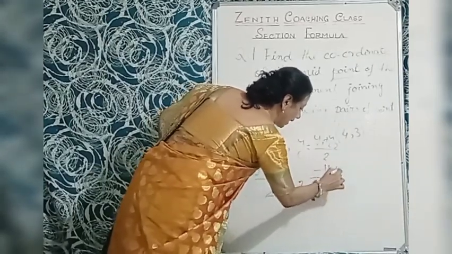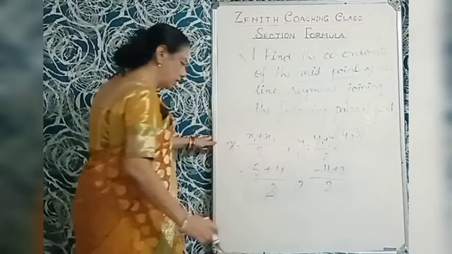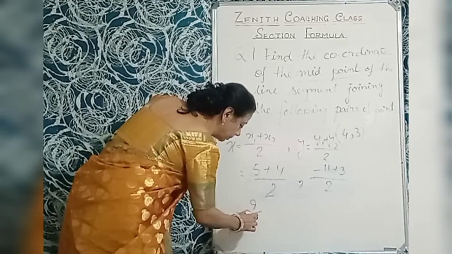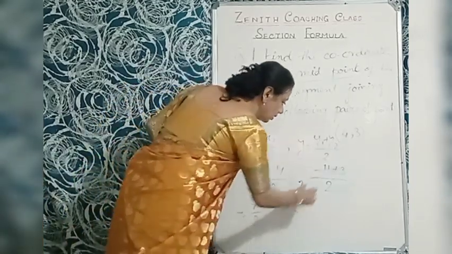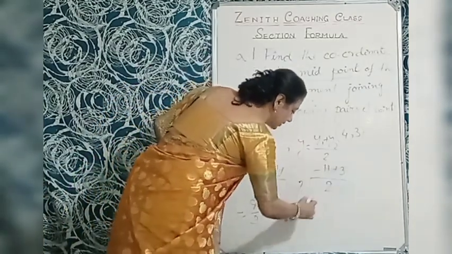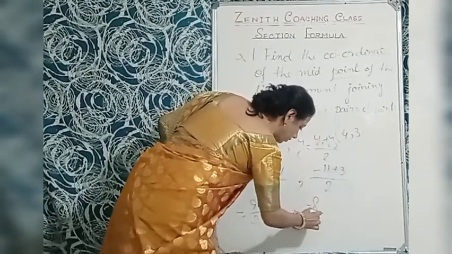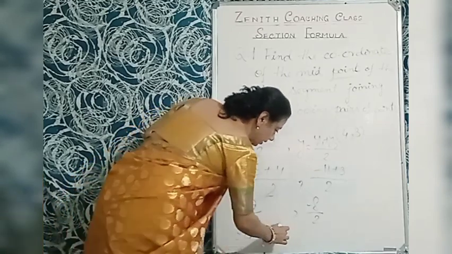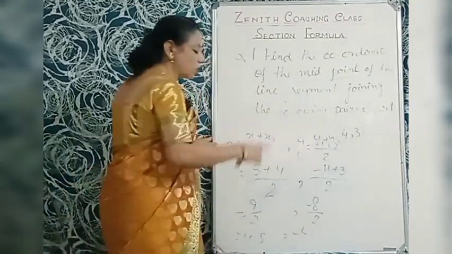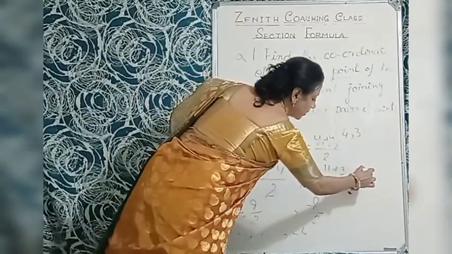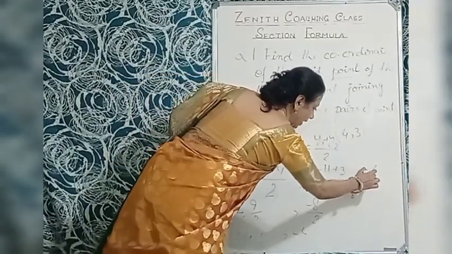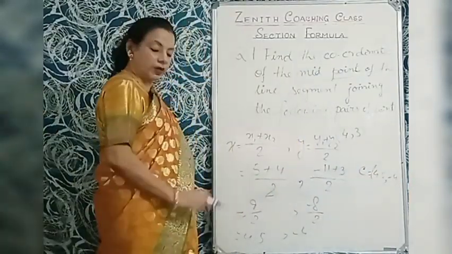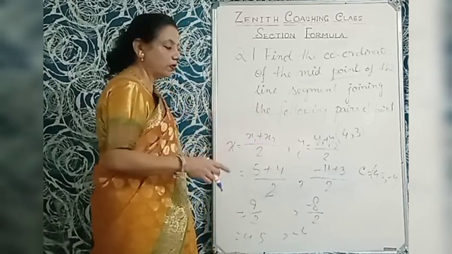Minus 11 plus 3 by 2. So 4 plus 5 by 2, that is 9 by 2. And here is minus 11 plus 3, that is minus 8, so minus 8 by 2. Here is 4.5 and here is minus 4. So the coordinate of C is 4.5 and minus 4.